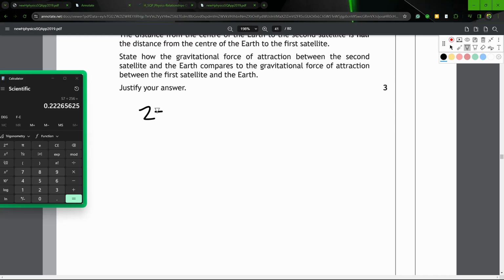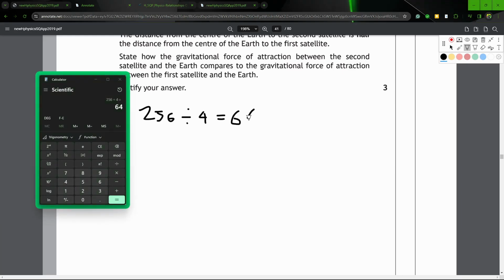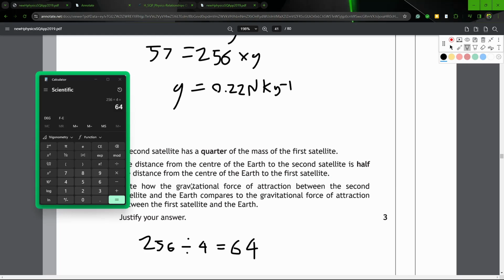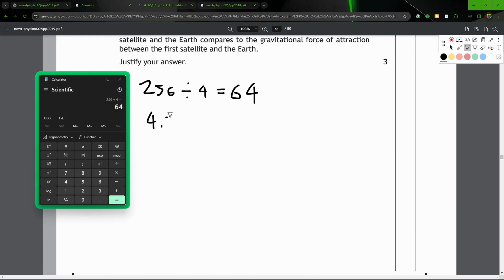So 256 divided by 4 is 64, but I'll just triple check, I'm very paranoid. And then it's half the distance from the centre of the Earth, so it's 4.24 times 10 to the 7 divided by 2.